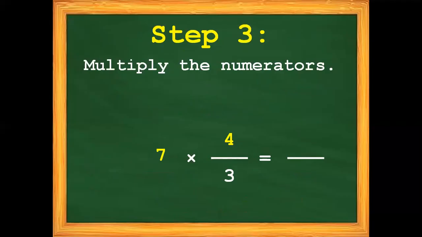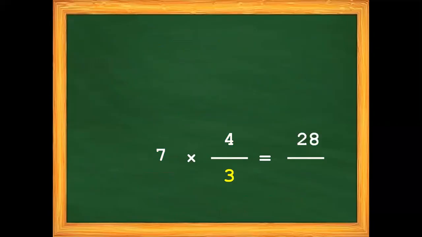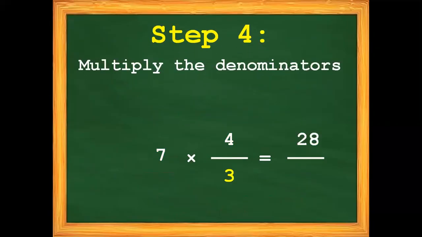Step number 3, multiply the numerators. So the numerators here are 7 and 4. So 7 times 4, the answer is 28. Step number 4, multiply the denominators. So in this case, our denominator is 3. So we just copy 3. So our answer here is 28 over 3, or 28/3.